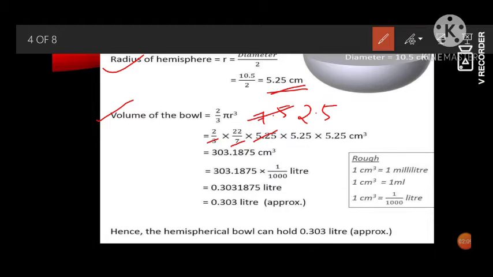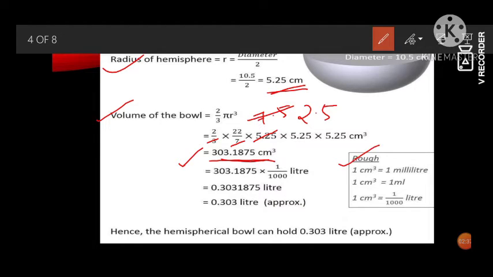0.25. So on multiplying 2 into 22 into 0.25 into 5.25 into 5.25, the denominator all gets cancelled. On multiplication of the numerator, we will get 303.1875 centimeter cube. So this is the volume of the bowl in centimeter cube.